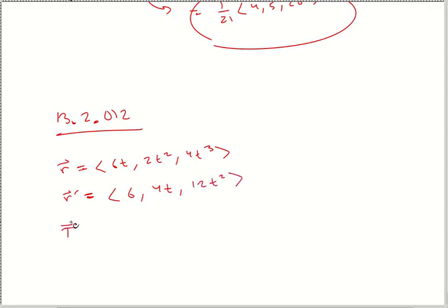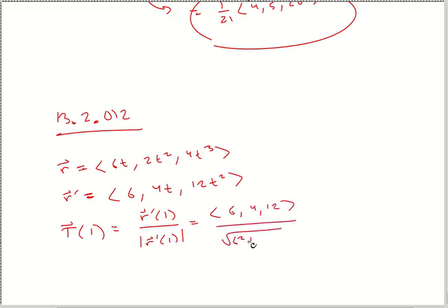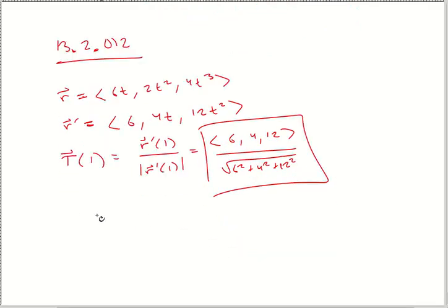Then they want the unit tangent vector at 1. So that's kind of strange. Basically, that's r prime at 1 divided by the magnitude of r prime at 1. So I'm plugging in a 1 here. That would make a 6, a 4, and a 12. And to simply put it down here, you would have 6 squared, 4 squared, 12 squared. This should work here again. You could do a little bit more simplifying, but that's the idea there.